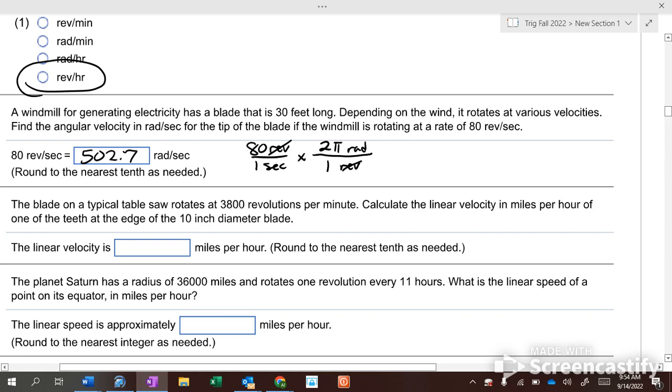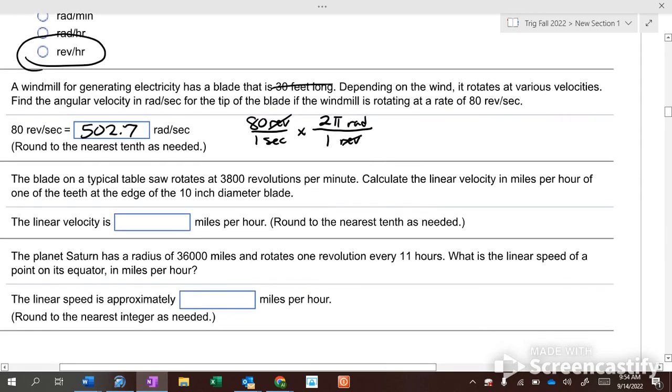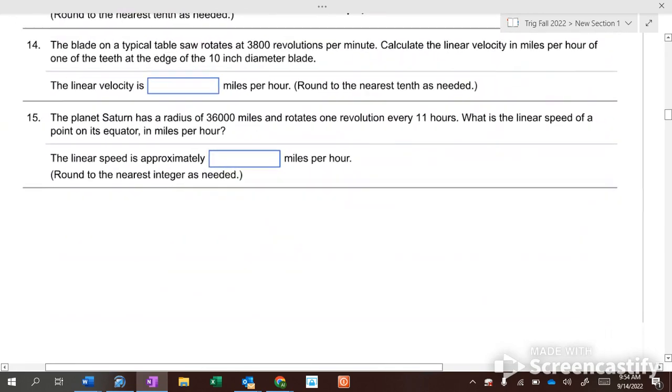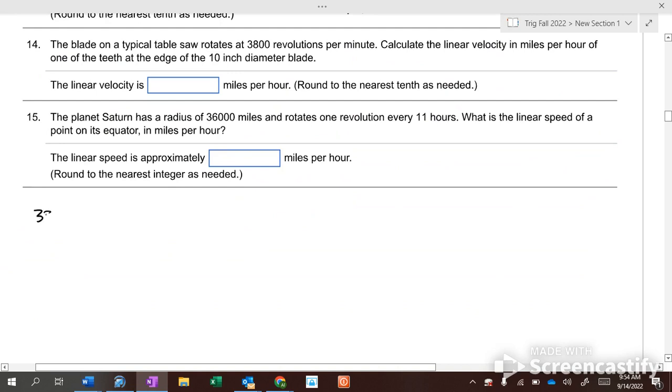502.7. Okay. So the 30 feet long doesn't matter. The 30 feet long would only matter in linear velocity, not angular velocity. A typical saw blade rotates at 3,800 revolutions per minute. 3,800 revolutions per 1 minute, times... Now, calculate the linear velocity on the edge of a 10-inch diameter blade.